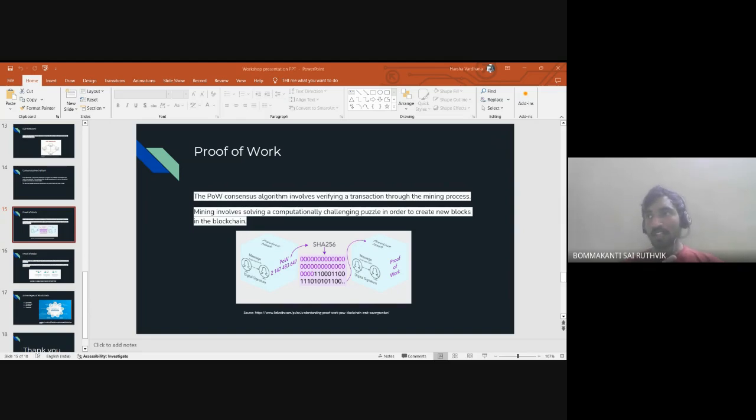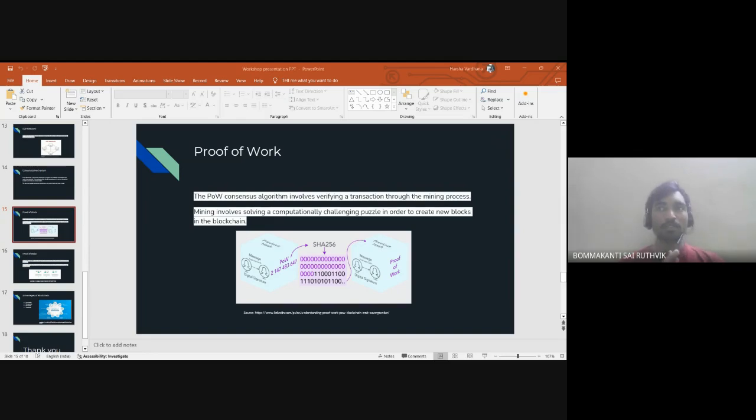In proof of work, there is a waste of so much computational energy. And so there are articles like proof of work versus proof of stake, and you can read on blogs.